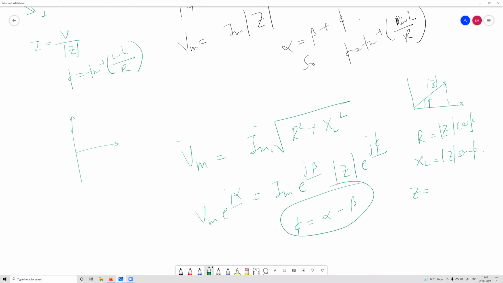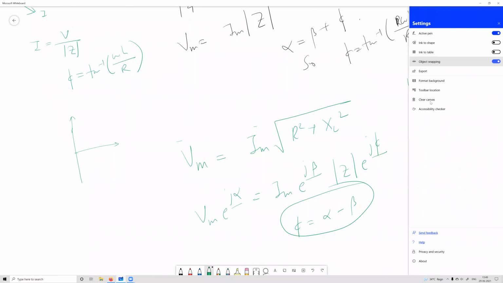So we can say that Z equals R plus jXL. Why is it plus j, not minus j? Because the voltage is leading the current by an angle of phi. So obviously phi would be positive. Something important which I missed: power.